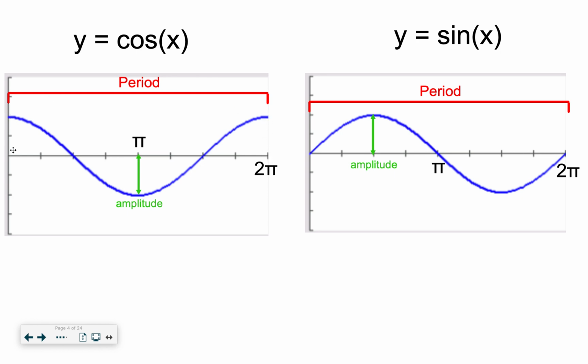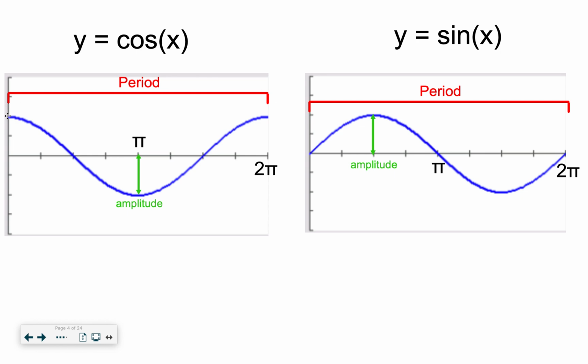Still a length of 1. So amplitude is a distance, a length, so it's always positive. Same with the sine graph. You can see the amplitude, from the midline to the maximum, midline to the minimum, it's 1. Okay, the period length is the length of one cycle before it starts to repeat.